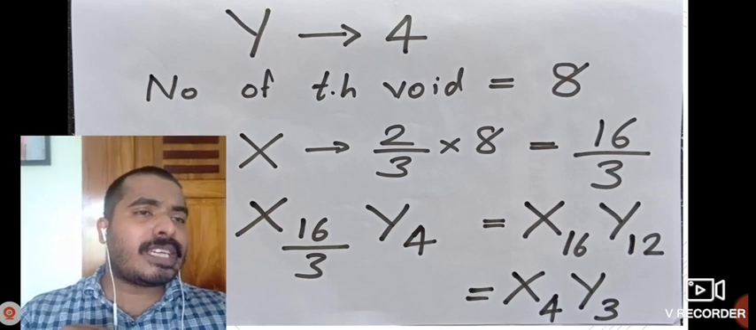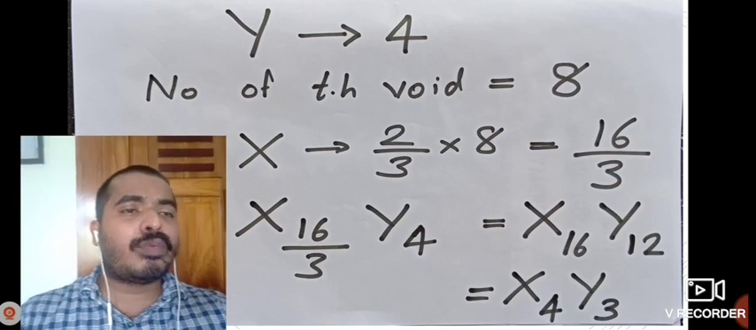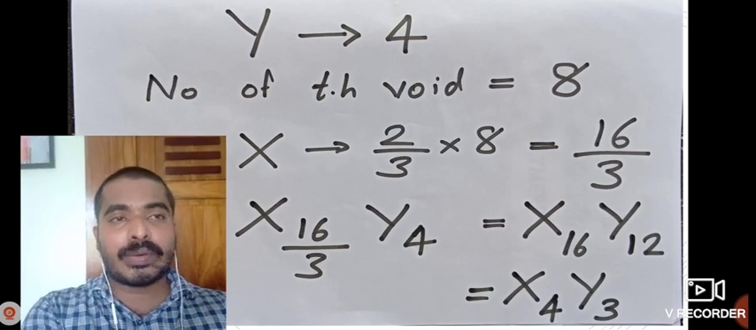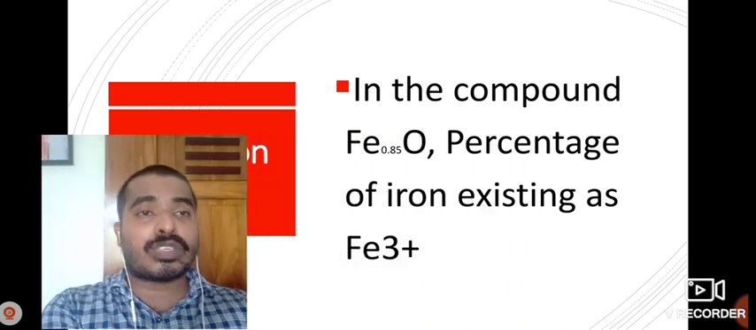Now how will you simplify it? Divide by 4, it will become X4Y3. That is the formula of the compound, X4Y3. Okay, fine. Next question, question number 4.